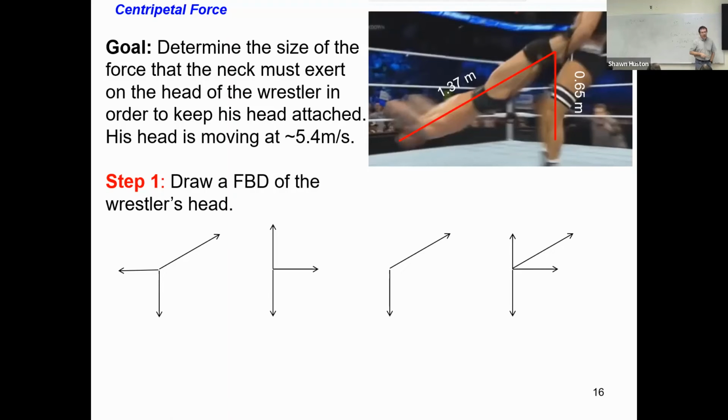We figured out that his head is moving at approximately 5.4 meters per second. And I want to know the size of the force that his neck must exert on his head in order to keep his head attached. So I want you guys to help me out. Draw a free body diagram of Randy Orton's head.